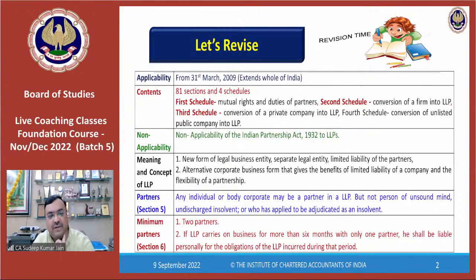Partners, Section 5: an individual or body corporate may be a partner in LLP, but a person of unsound mind, an undischarged insolvent, and a person who has applied to be declared as insolvent are not capable to be a partner in the LLP. Minimum 2 partners. If LLP carries on the business for more than 6 months with 1 partner only, then that only partner will be liable personally if he has knowledge that he is the only partner. Clear इतनी बात?